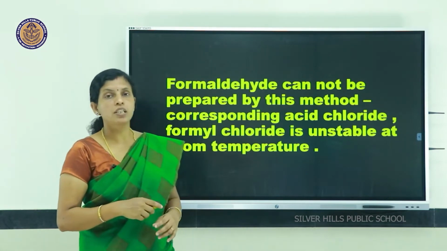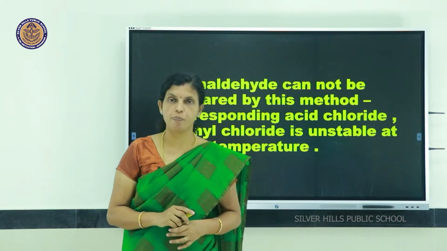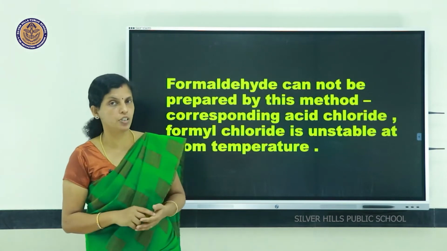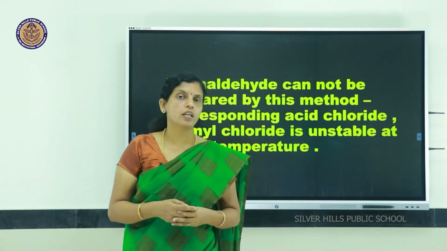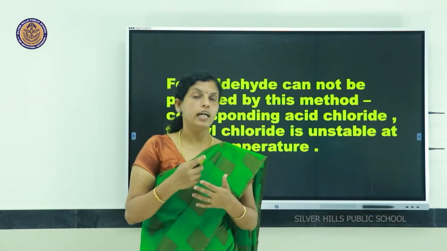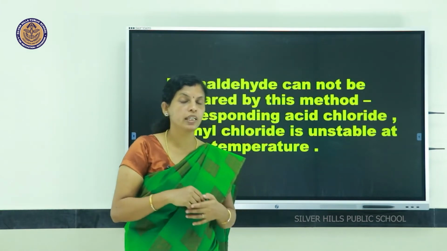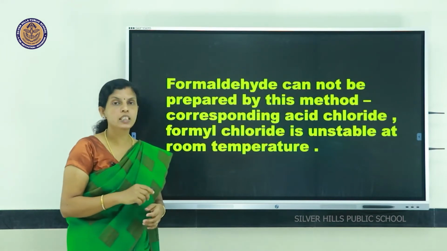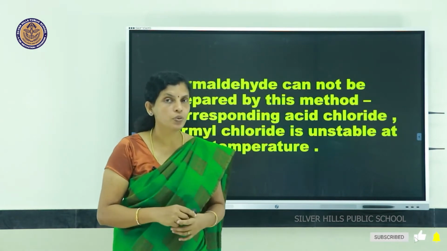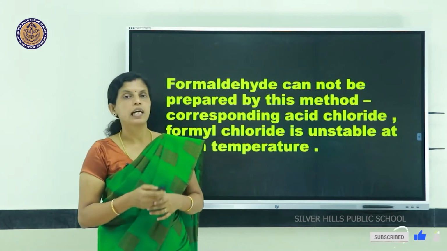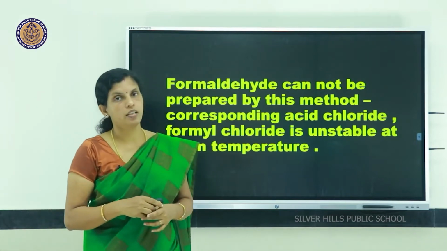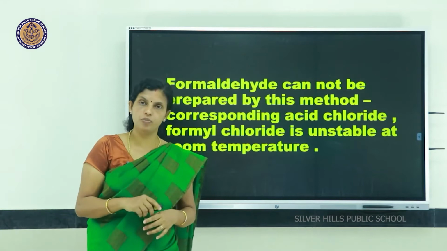There is a limitation for this Rosenmund reduction reaction. Formaldehyde cannot be prepared by using Rosenmund reduction reaction. What will be the reason for it? Because in order to prepare formaldehyde, formyl chloride should be used as the acid halide, and this formyl chloride is not stable at room temperature. So, we can't prepare formaldehyde by using Rosenmund reduction reaction. The reason is that formyl chloride is not stable at room temperature.